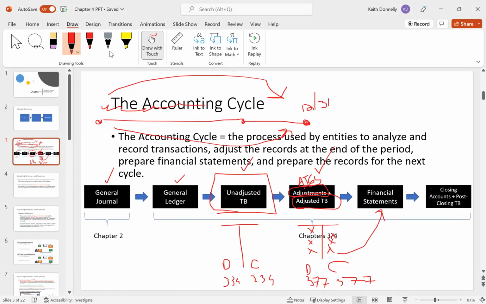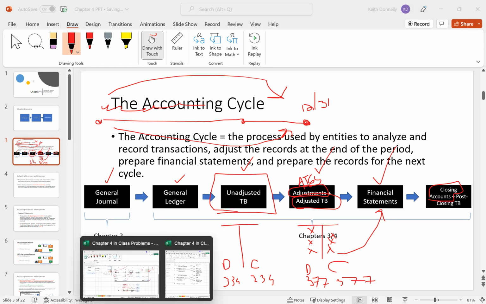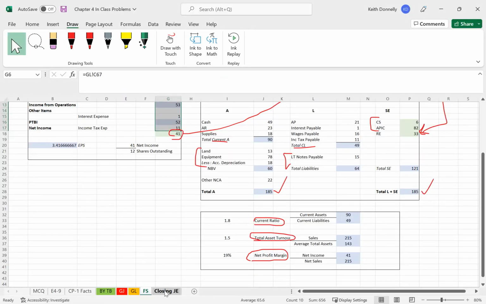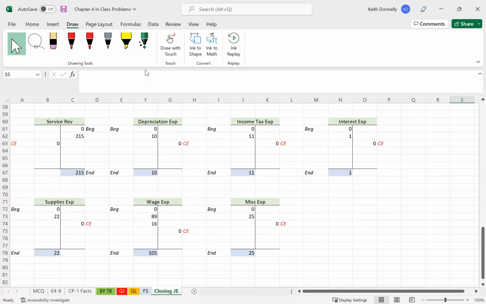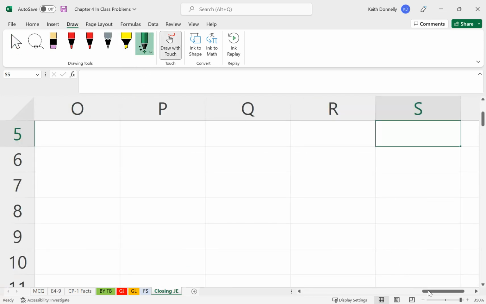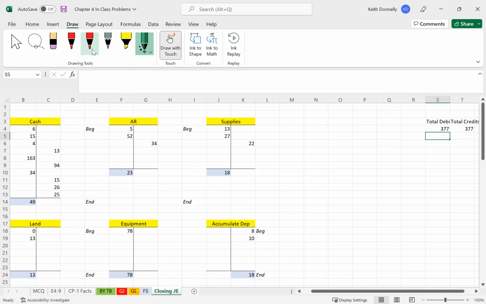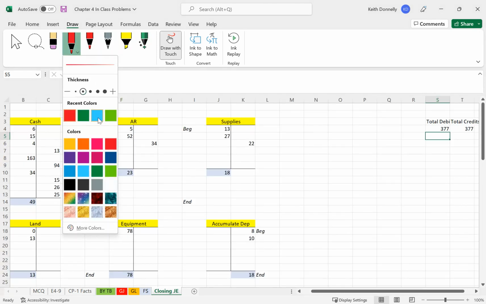So, going back to the PowerPoint, we've now done the financial statements. Next, we have to do the closing of the accounts. Essentially, what's going on with the closing of the accounts? We need to get rid of... it's not what I wanted here. I wanted the green pen.